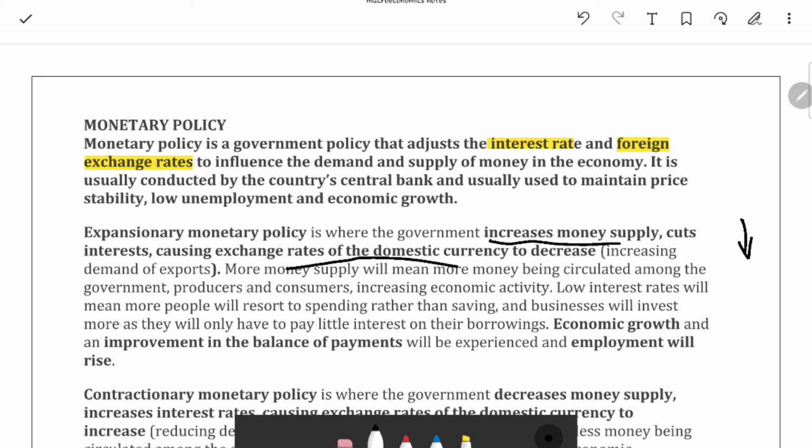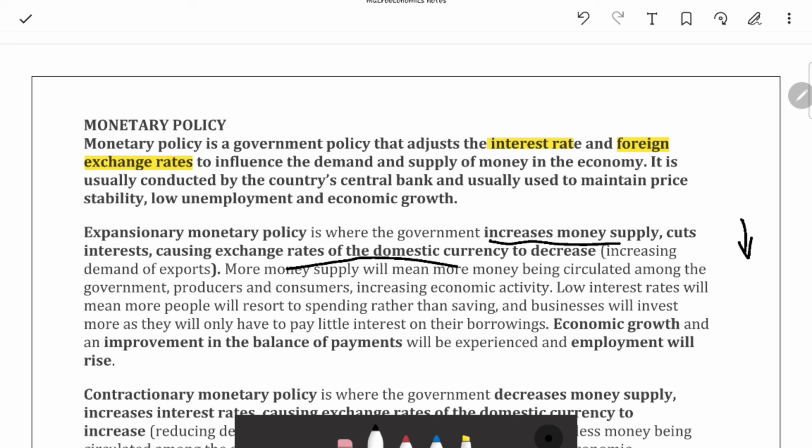So what is the effect of this? When there's more money supply in the economy, within the government, producers and consumers, there will be more economic activity. There will be more expenditure, for example more producing and more consuming. When there are lower interest rates, people can borrow more, and when they borrow more, they will start to spend more.